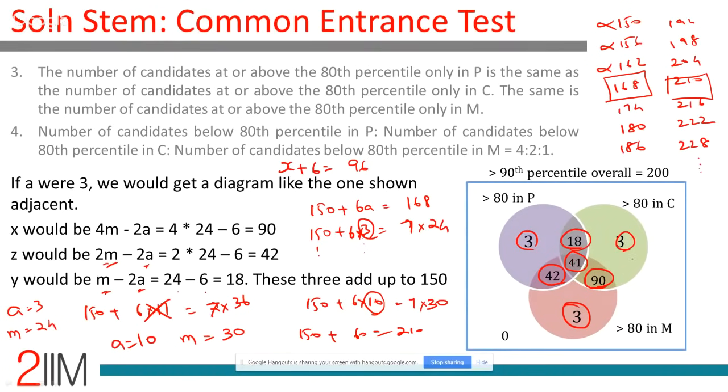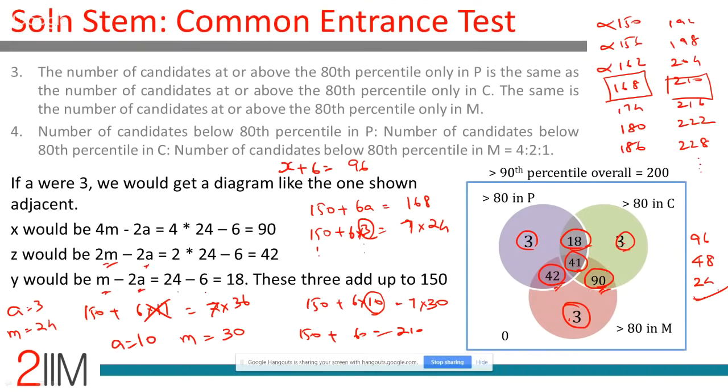So P dash, the total in P, is 96. C dash is 48. M dash is 24. 4 is to 2 is to 1. That ratio works perfectly. All these 4 numbers add up to 50. Everything put together adds up to 200. These 3 add up to 150.